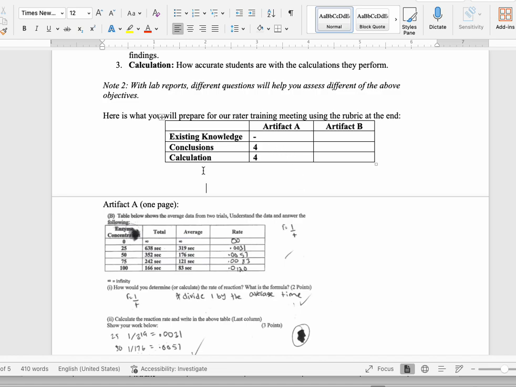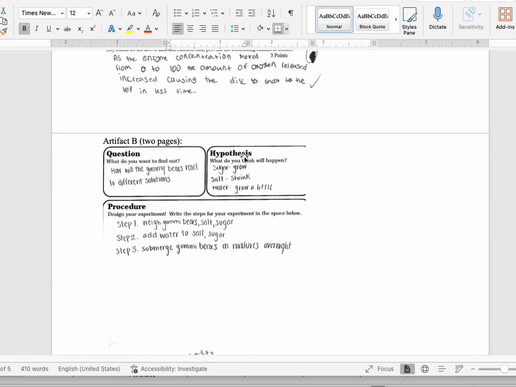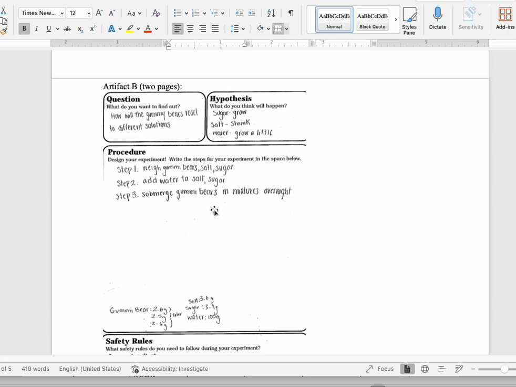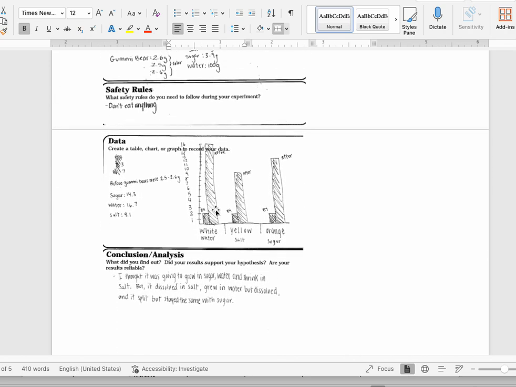That's it. I just went through and used the rubric to assess the student's ability to perform a calculation and draw conclusions, and I can't actually assess their existing knowledge because they weren't asked to demonstrate it. And I would do the same thing for the second artifact, which is from a different class. It has different questions, but I can look at how well they arrived at their solution.